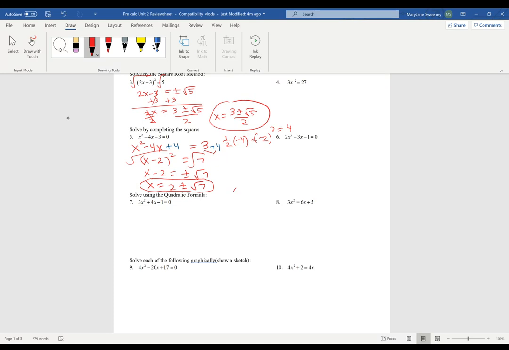Quadratic formula. Okay, so you have to know it's x equals negative b plus or minus the square root of b squared minus 4ac all over 2a. So sometimes it helps people to identify, like a is 3, b is 4, c is negative 1 before you start the quadratic formula. So x equals negative b plus or minus the square root of b squared, 4 squared, 16, minus 4ac all over 2a, which is 6.